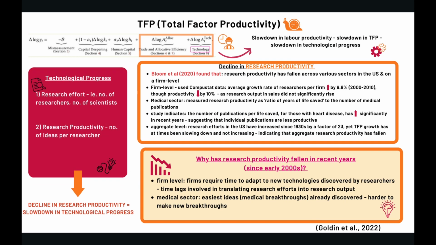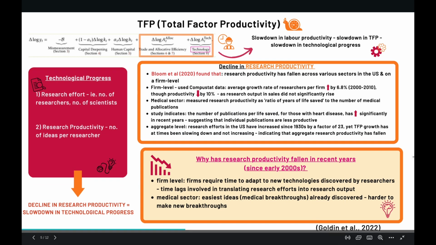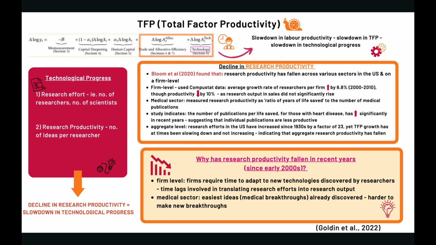The slowdown in labour productivity can be attributed to a slowdown in total factor productivity, otherwise known as TFP, where TFP can be understood as technological progress. The two key factors contributing to such progress include research effort and research productivity. Therefore, a decline in research productivity would indicate a slowdown in technological progress. Economists such as Nicholas Bloom and Charles Jones have studied patterns of research productivity on a micro level.